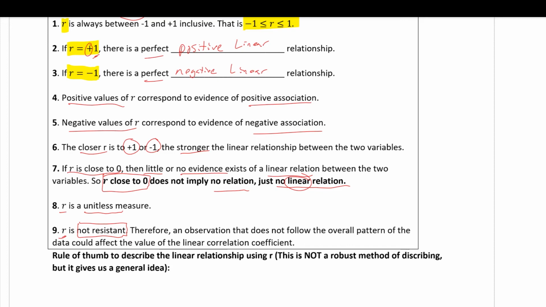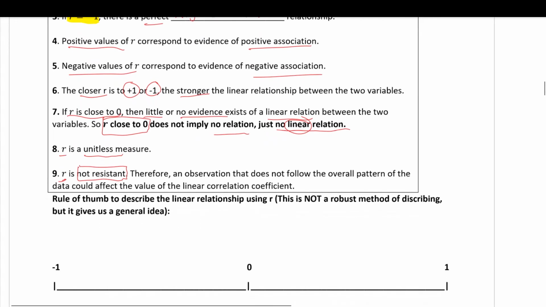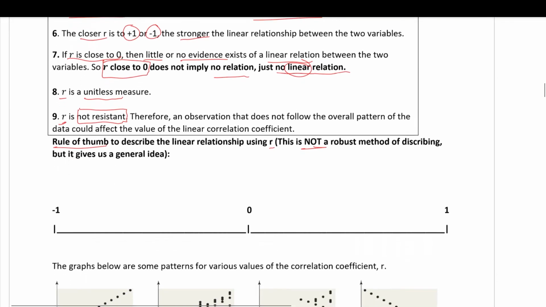Now, the following is just going to be a rule of thumb. I want to emphasize this. It's not set in stone, but it's more of a rule of thumb to describe the linear relationship using r. Again, this is not a robust method of describing, but it does give us a general idea. So your r values range from -1 all the way to 1, and 0 is right at the center.